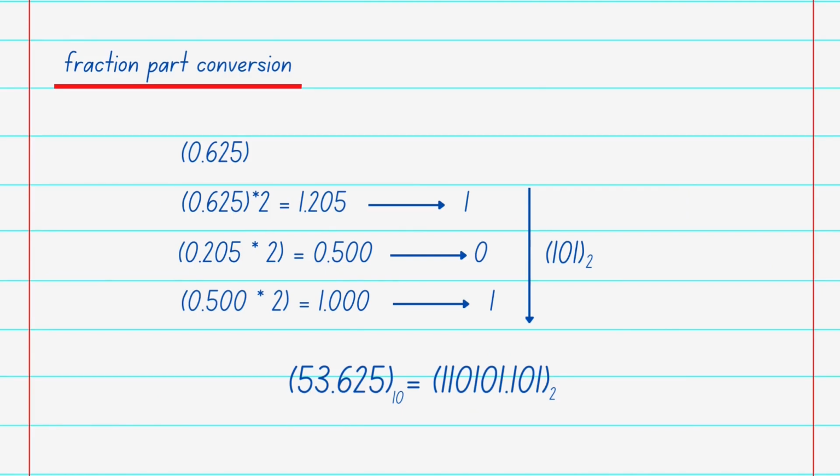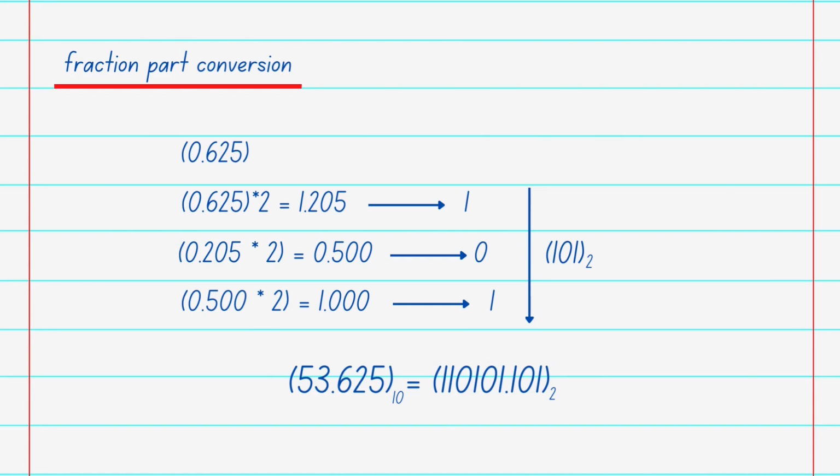So, the first step is to take the fraction part, that is 0.625. For converting into binary, multiply this fraction part by 2. After multiplying by 2, you will get the result 1.25. So this one we have to write down. Again multiply the remaining result, 0.25, by 2. What we will get? Exactly 0.500.